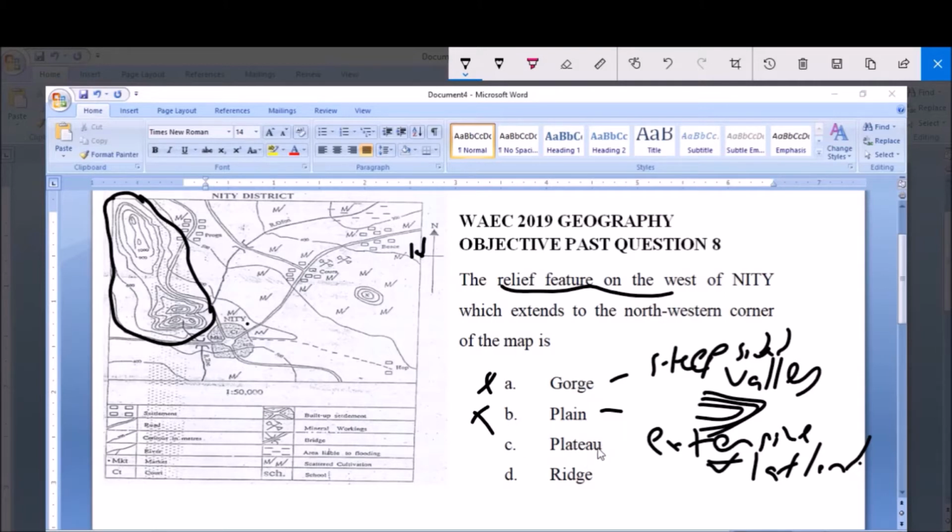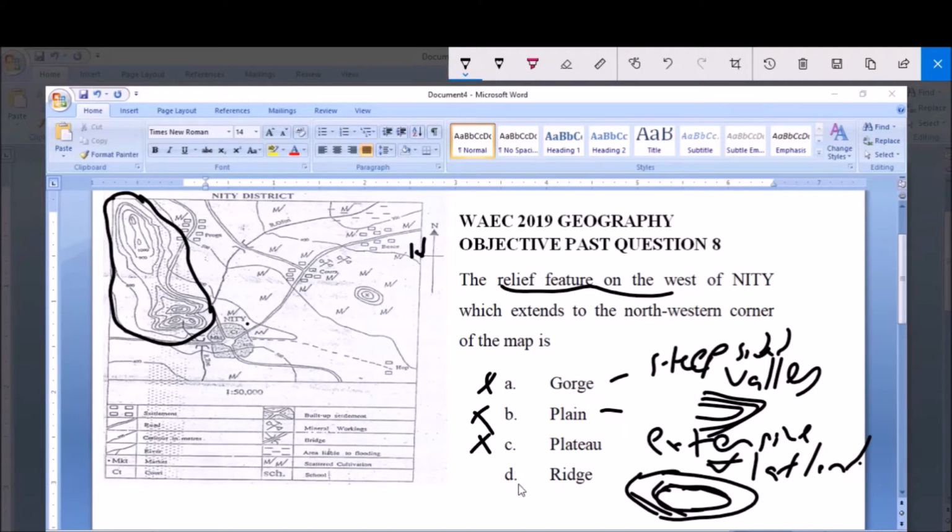Now option C is plateau. Plateau is basically an extensive highland, an extensive elevation with a flat top, and it's usually represented this way with an imperfectly rounded top to represent the flat top. So that also does not fit into this description, hence it is not a plateau.